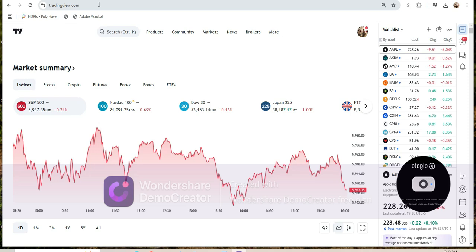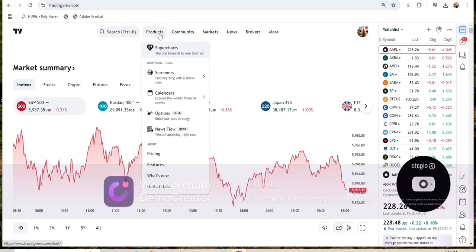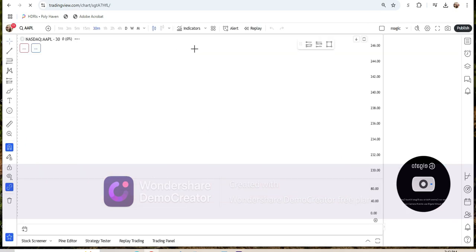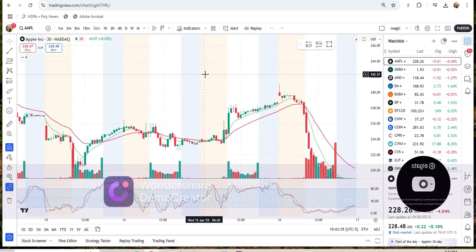Once you do that, once you're logged in and you have a membership, you're gonna go over to Products and hit Super Charts, right? This is our bread and butter, Super Charts. Go ahead, get there. There we go. Super Charts is our bread and butter. Let me hide everything so as to not confuse my people.